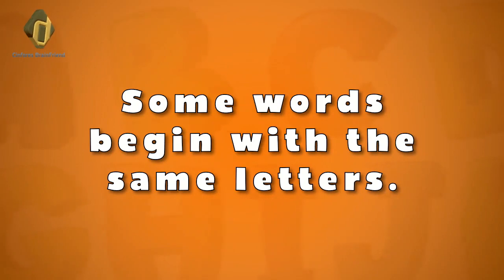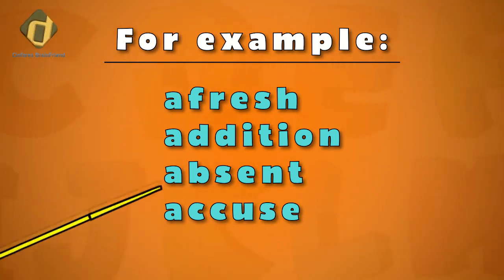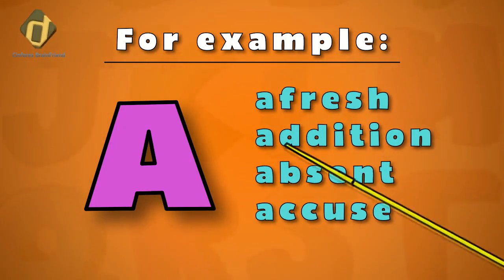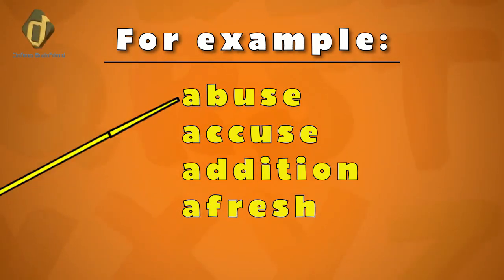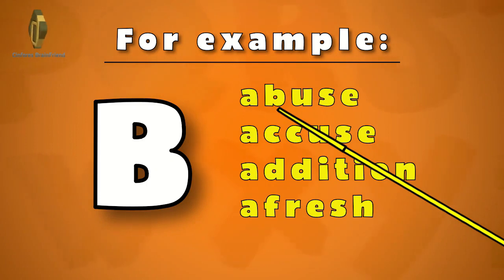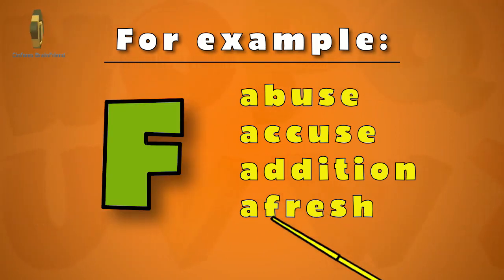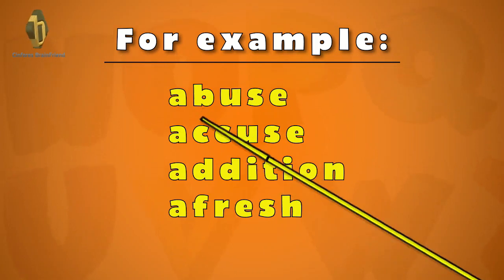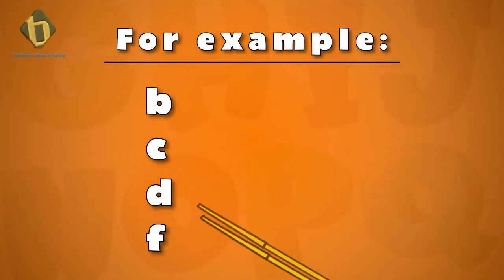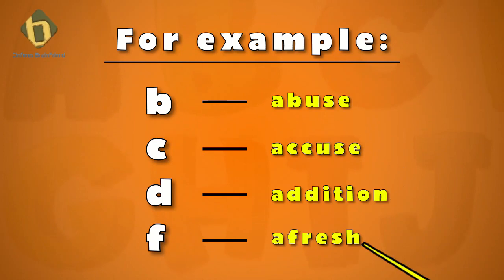Some words begin with the same letters. For example, we can have the following words: afresh, addition, absent, accuse. You can see that these words begin with the letter A. So we shall look at the second letters and arrange them alphabetically. Abuse, accuse, addition, afresh. The first word has B as its second letter. The second has C. The third has D. And the fourth word has F as its second letter. So, the words will be arranged following the alphabet of the second letter of the words, just as they appear in the order of the alphabet. This means we will have the words arranged as B, C, D, F, as in abuse, accuse, addition, afresh.